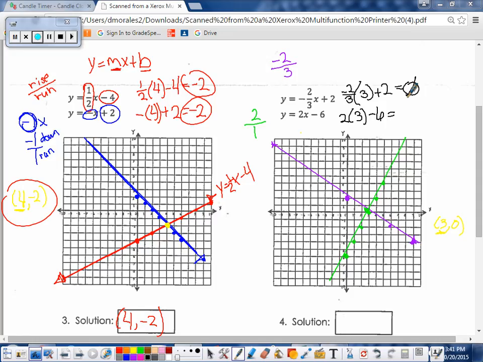I get a 0 for my first equation, just like I wanted down here. 2 times 3 is 6. 6 minus 6 is also 0. So because I get my double zeros, or I get the same answer, I know that this indeed is my point of intersection at (3, 0).